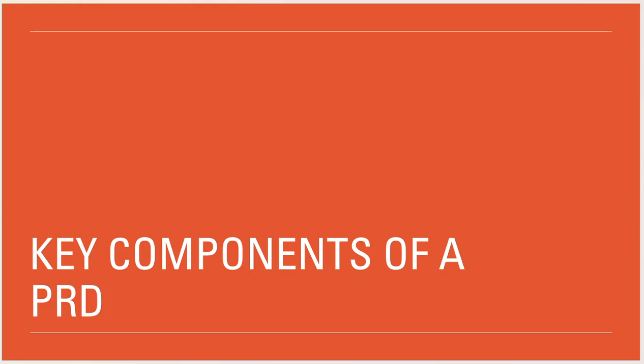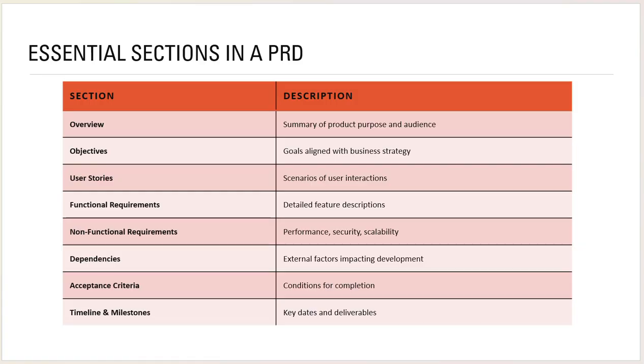So let's discuss the very important topic we are looking for. This is the key components of the PRD. So let's start the discussion on the essential sections in a PRD. The sections are overview, objective, user story, functional requirement, non-functional requirement, dependency, acceptance criteria, and timelines.